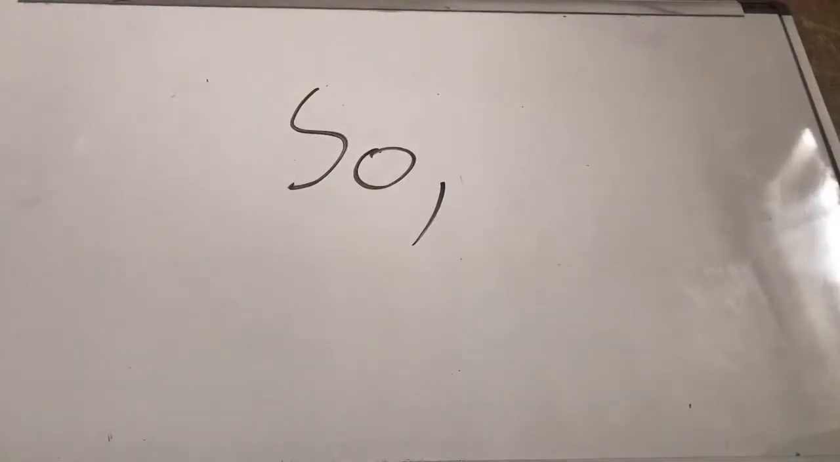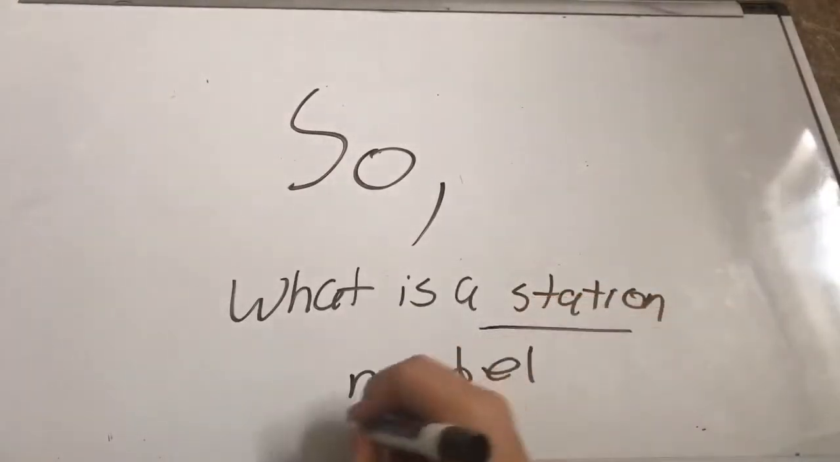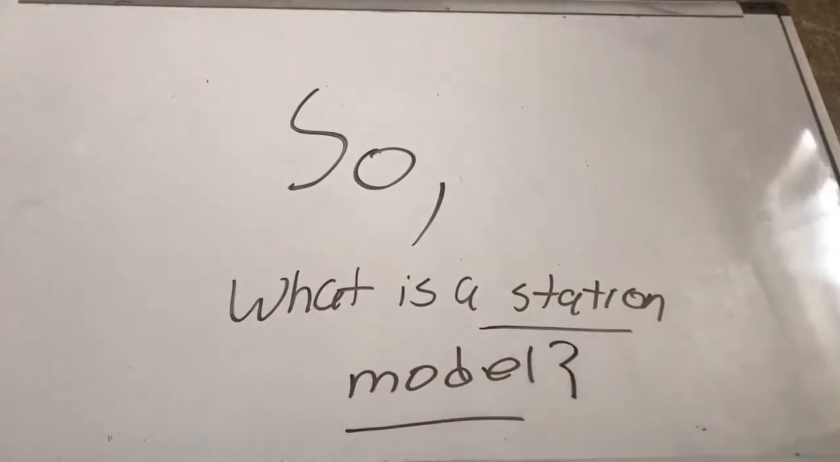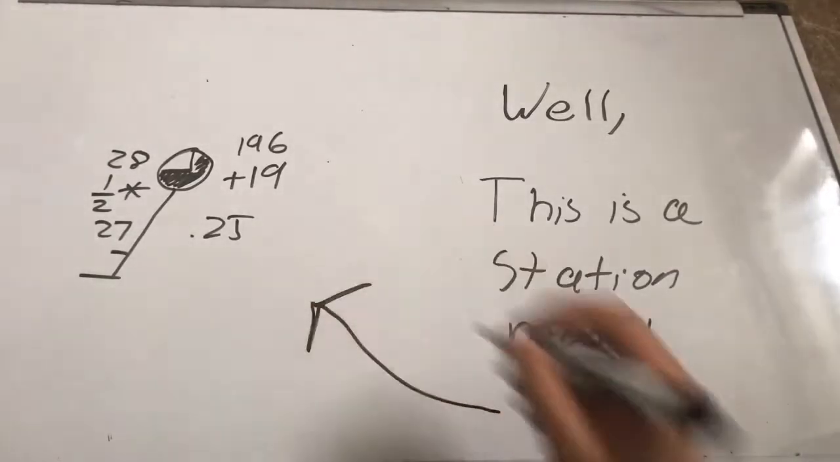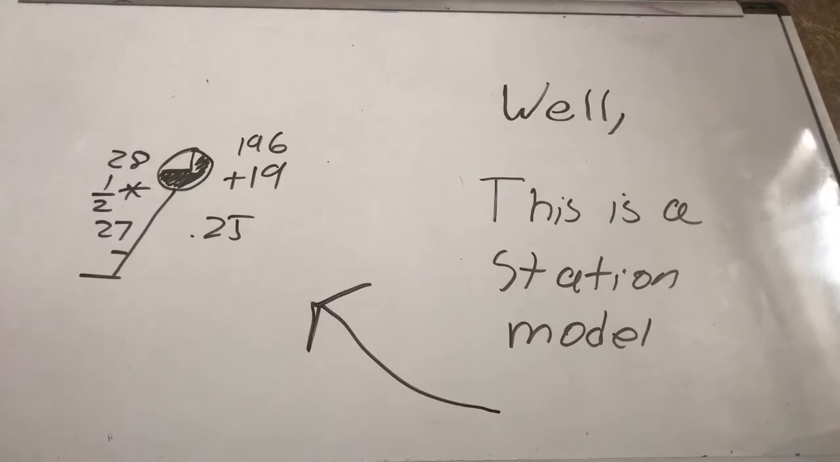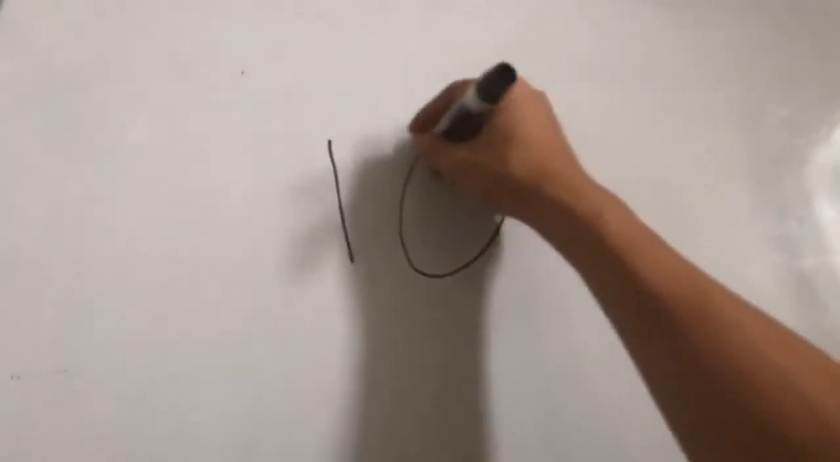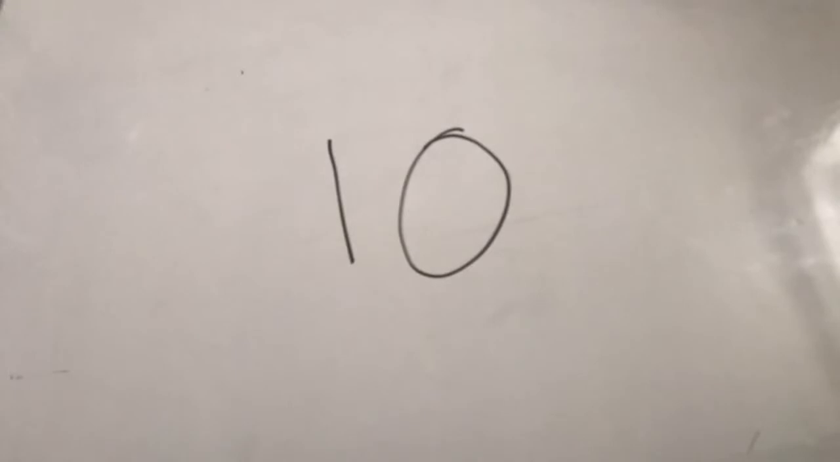So, what is a station model? Well, this is a station model. But in order to understand all of this, you have to understand each of the about 10 things that it tells you about the weather. So, let's get started. A normal station model usually can tell you 10 things about the weather, and let's go in depth to each and every one of them.